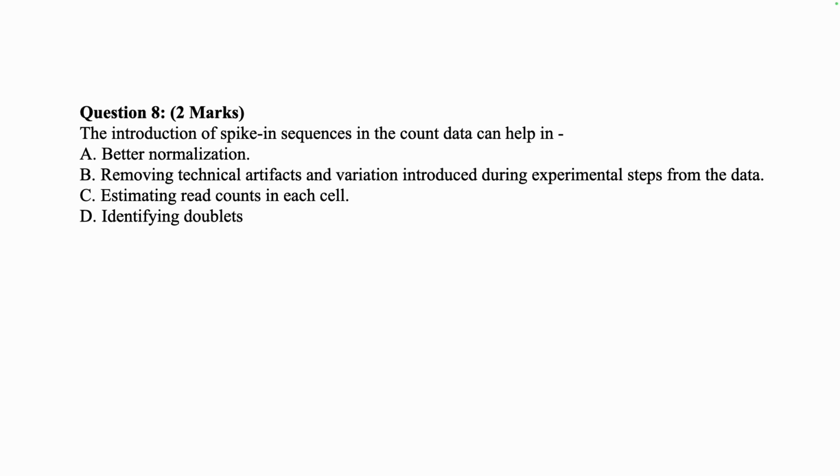Spike-in sequences are basically known quantities of RNA that we add to our experiment. Basically, why do we add this RNA from our side? How can it help us to analyze our data more efficiently?